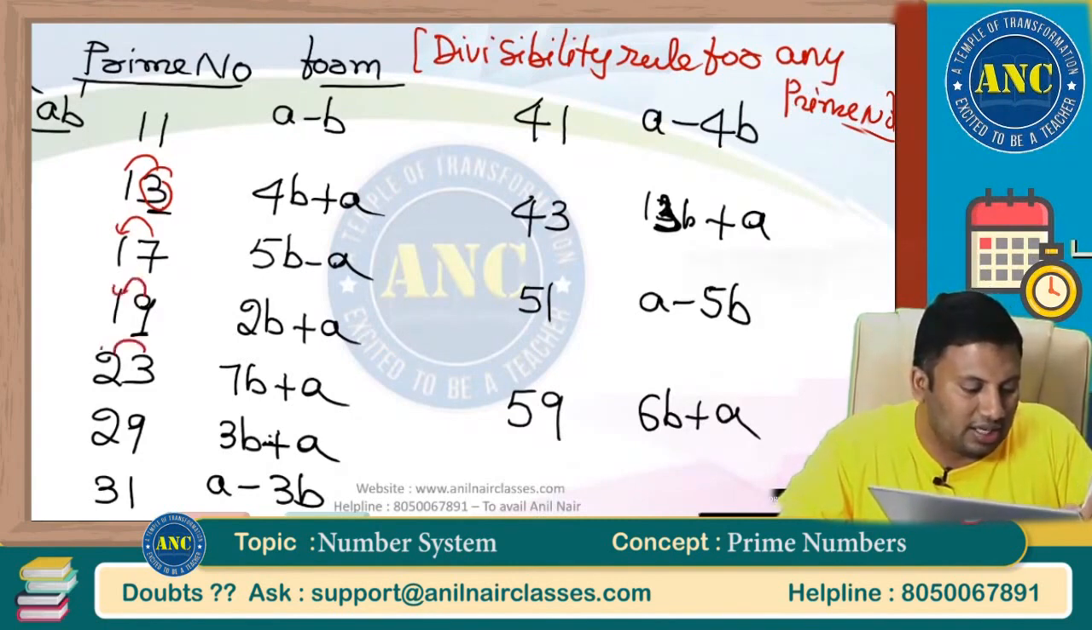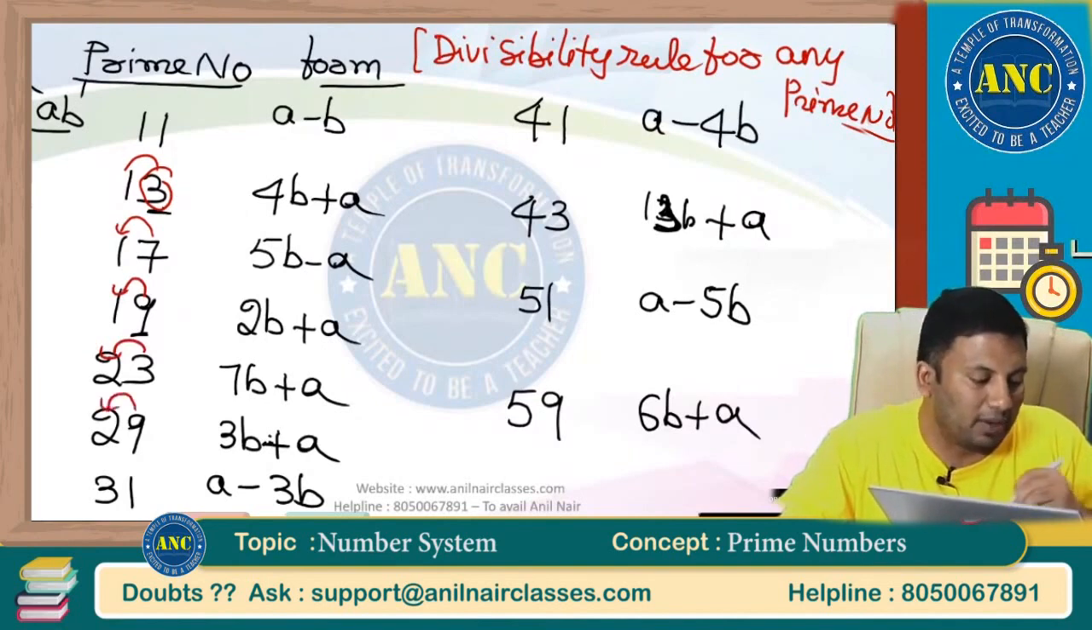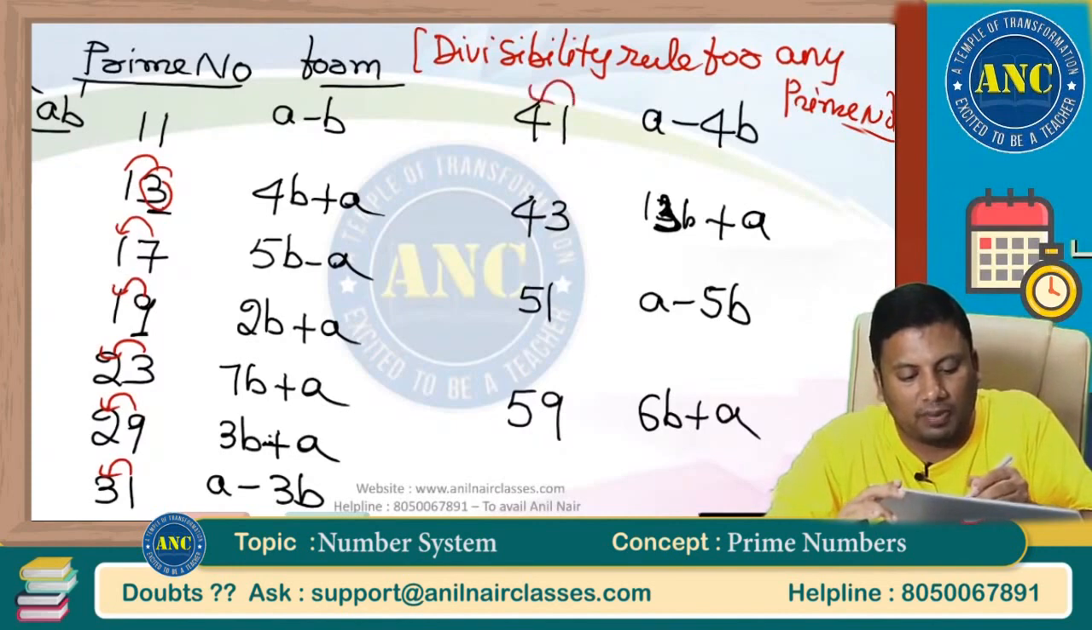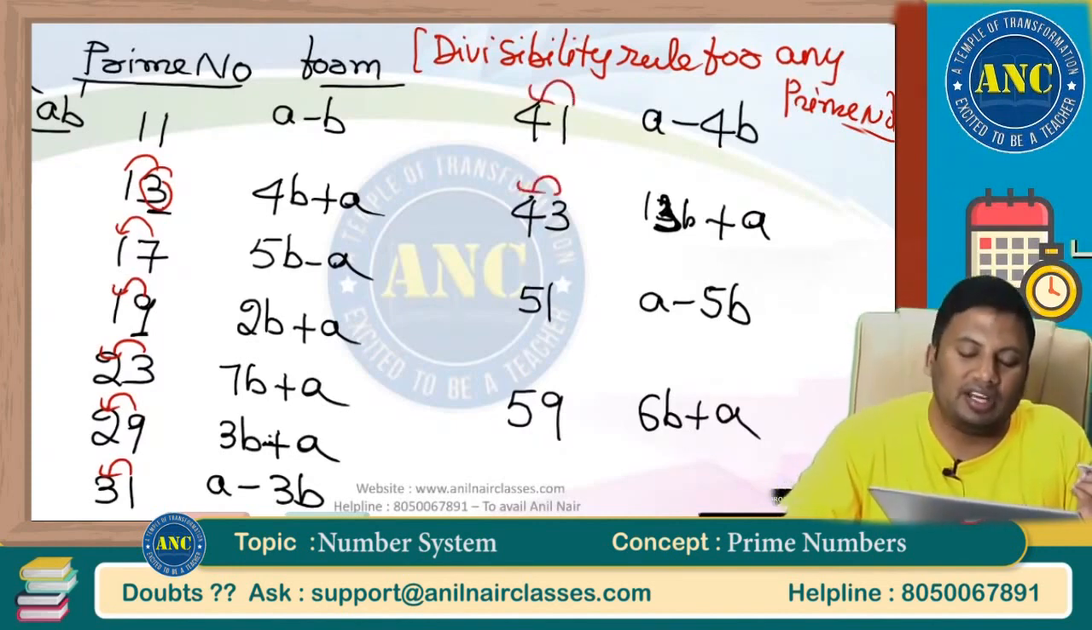2 9s are 18 plus 1. 7 3s are 21 plus 2. 1 3 is 3, 3 minus 3 is 0. 4 minus 4, 0. 13 3s are 39.